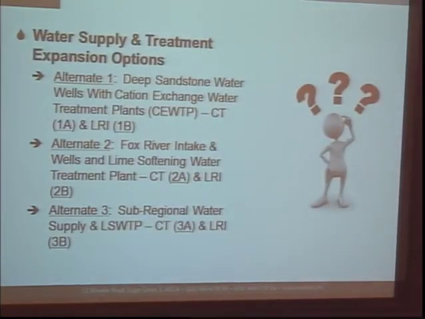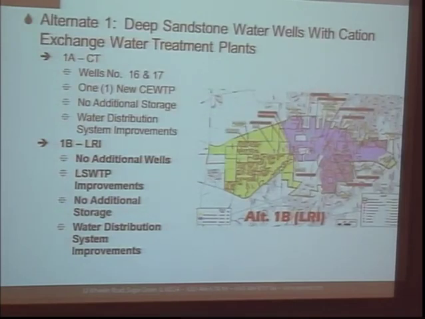So again, dropping back just to summarize, we're going to hit each one of these alternatives with some quick summaries and then get into the cost. Alternate 1 was the deep sandstone, continuing as you are more or less now with deep sandstone wells, cation exchange treatment. Alternate 2 was if you go on your own to the Fox River, put in a lime softening treatment plant, and alternate 3 was if you went together as a subregion to the Fox River.